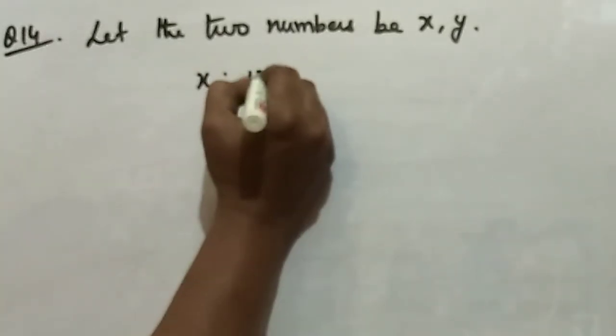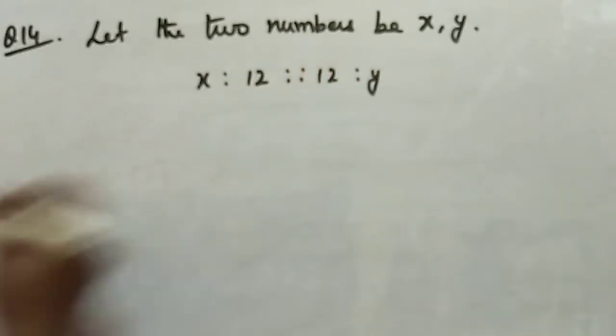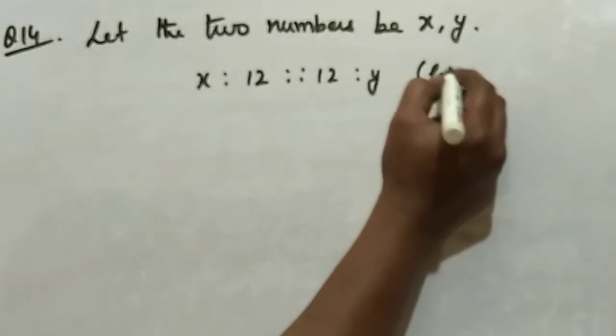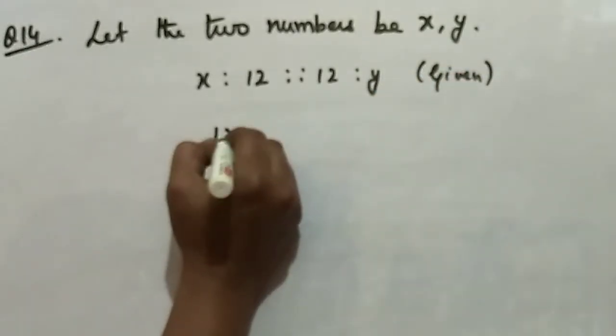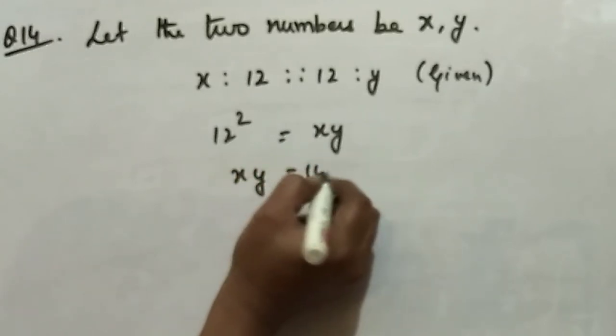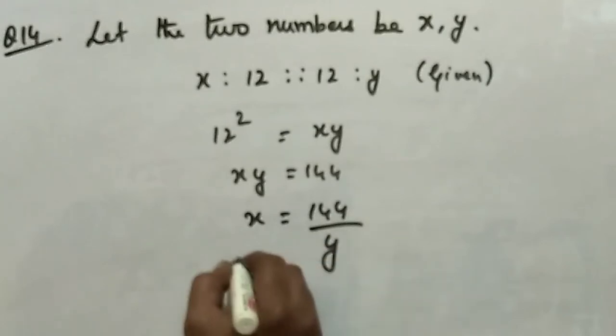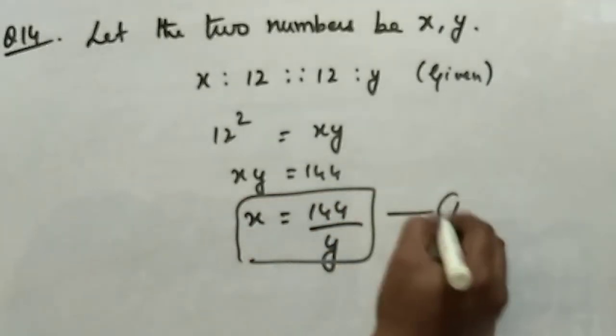X, 12, and y is given. So what we will write? 12 squared is equal to xy. Therefore xy is equal to 144. X is equal to 144 upon y.